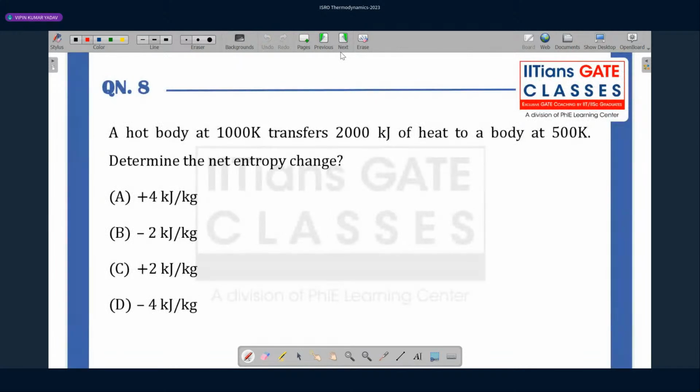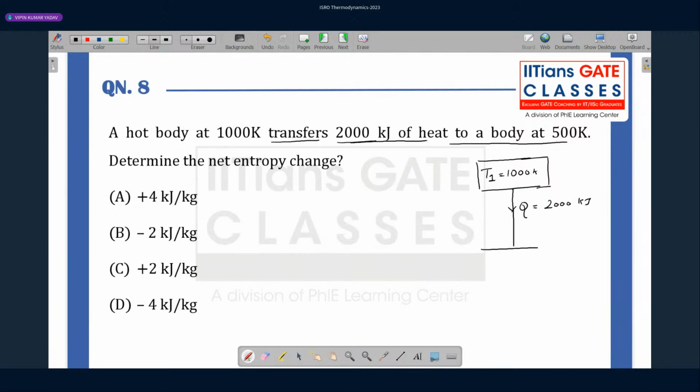Very simple question. A hot body, let us say its temperature is 1000 Kelvin, and it is transferring 2000 kilojoule of heat to a body at 500 Kelvin. So it is rejecting Q equals 2000 kilojoule to the body at the lower temperature, 500 Kelvin.